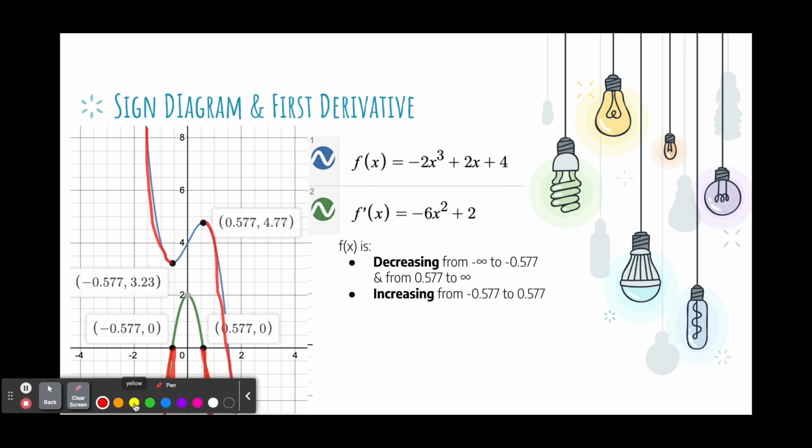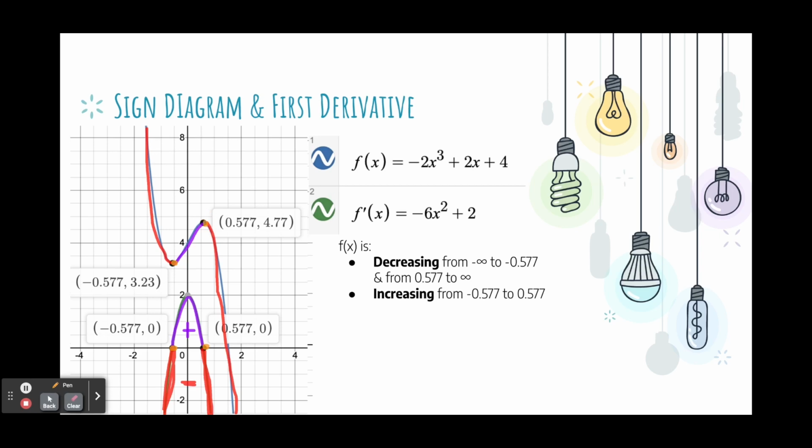Where my function is increasing, let me use purple, this derivative is a positive number here. And when is my derivative equal to 0? Well, my derivative is equal to 0 when I have the same x value as the minimum and the same x value as the maximum. So now we have a visual way of seeing these.